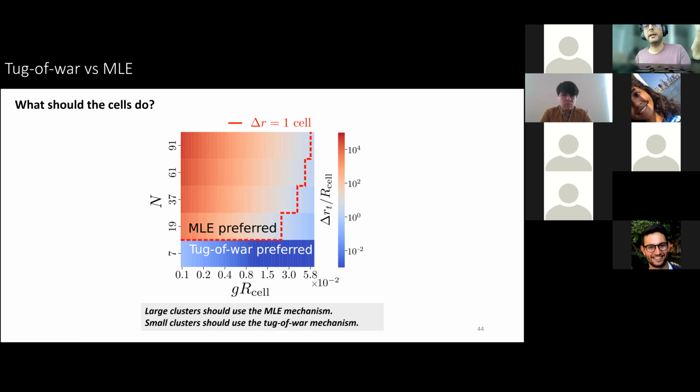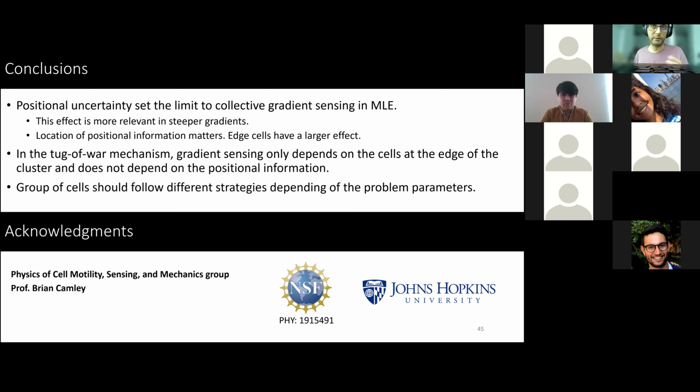So basically, what this is telling us is that, depending on the parameters of the problem, a cluster or a group of cells should follow different types of strategies to sense a gradient. And I think I got a bit of extra time, so I'm going to conclude. Thank you. I'm happy to take some questions.